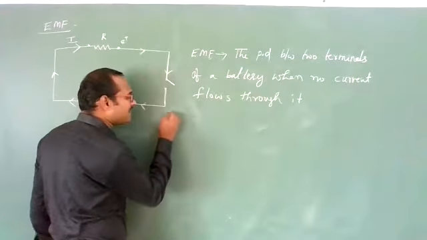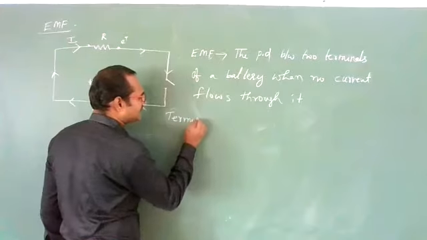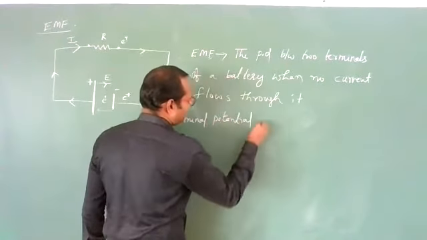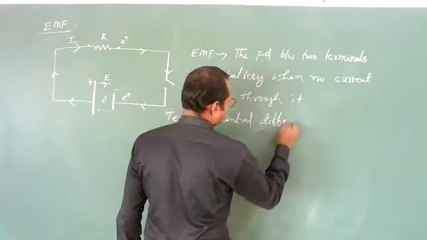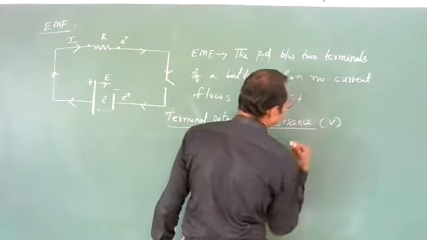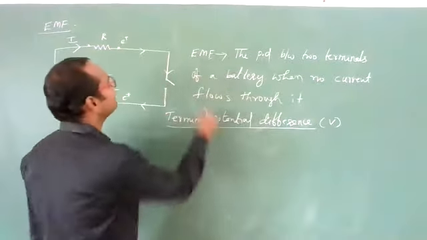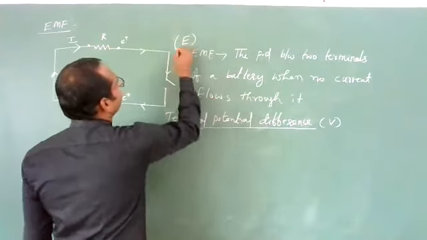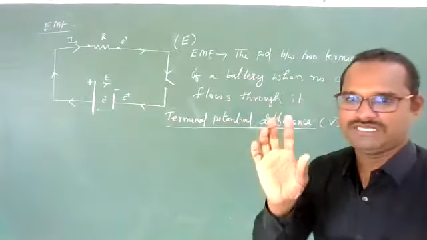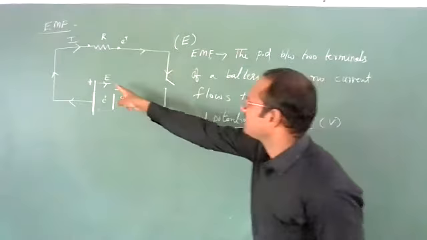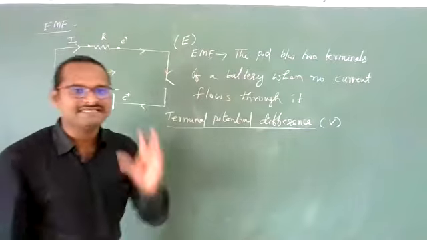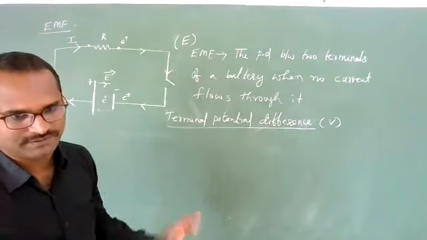Now, terminal potential difference. Students, terminal potential difference we will indicate with the letter V. EMF we will indicate with the letter E. E is not electric field. Whenever I write electric field, I'll write E bar. E bar indicates electric field. If I just write E, it means EMF, you have to understand in this chapter.